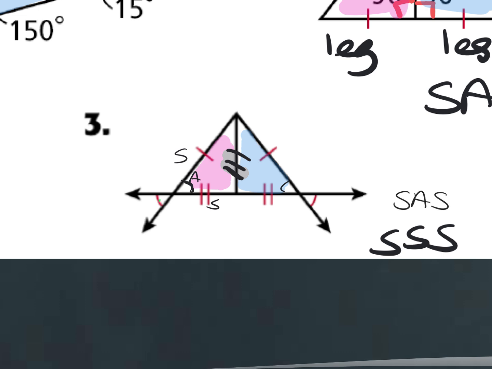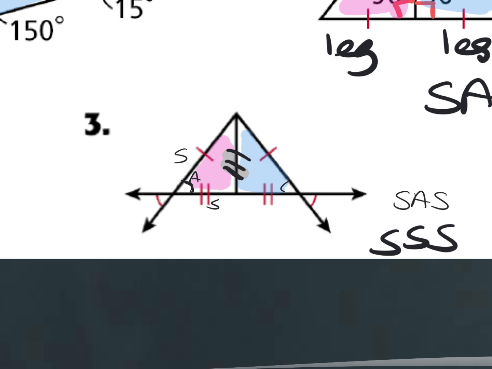I can't assume that this is a right angle, so I could not use hypotenuse leg, and I don't have any other angles marked, so that one would just be side angle side or side side side. If you did side side side, besides the given, you would have to bring in the reflexive side. If you were doing side angle side, you would have to bring in the fact that you had some vertical angles, and then you would do a transitive.